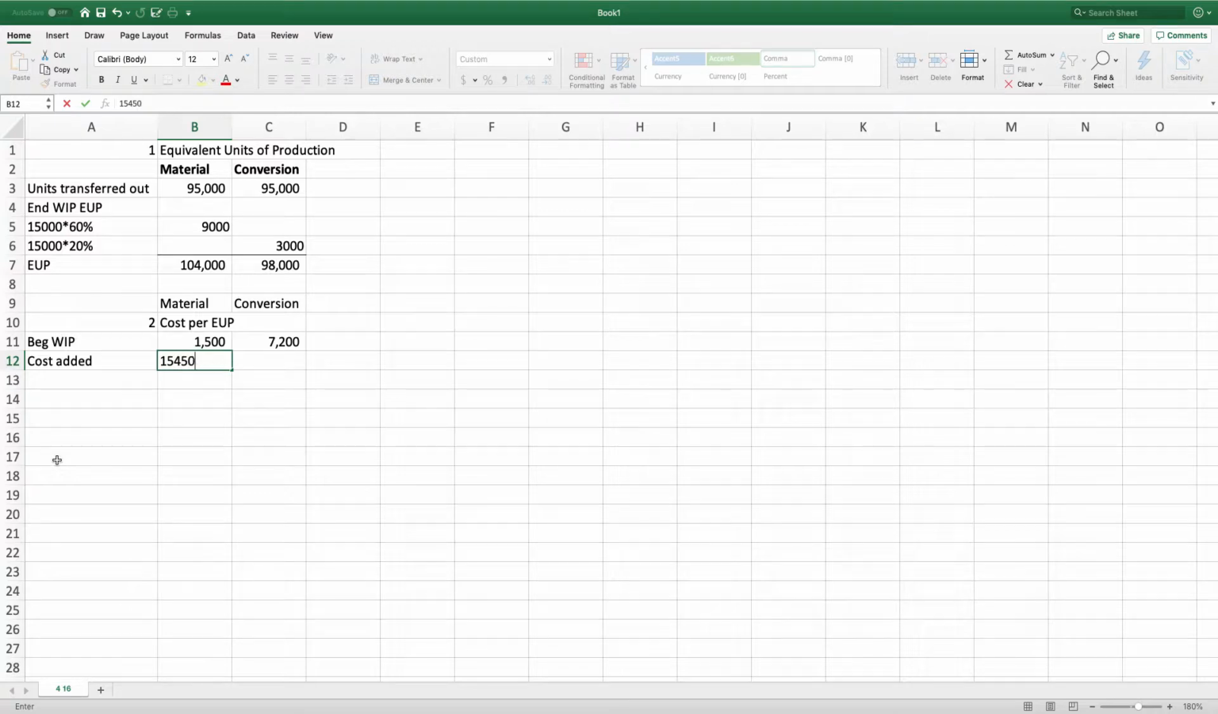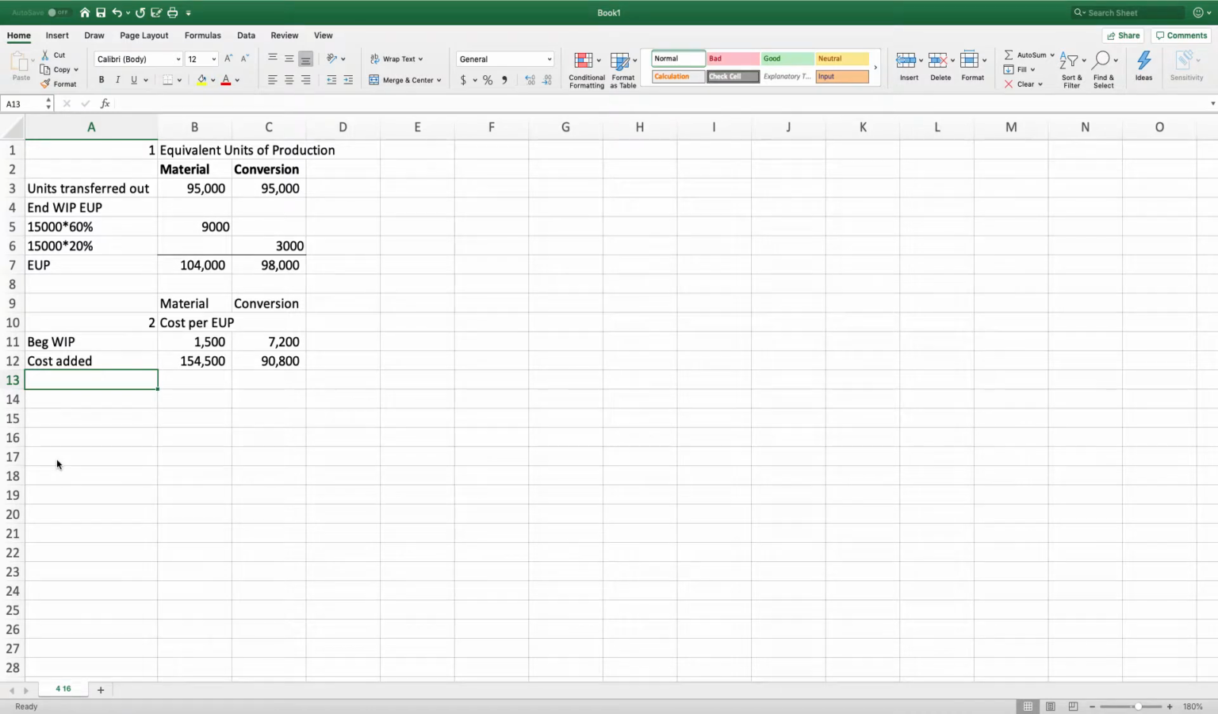$154,500. Okay, good. With respect to conversion costs, $90,800. So from here, we can add these up and we can say, okay, here's our total costs. And remember, in that example we did on the board, I said, you know what? I'm going to call this row A.